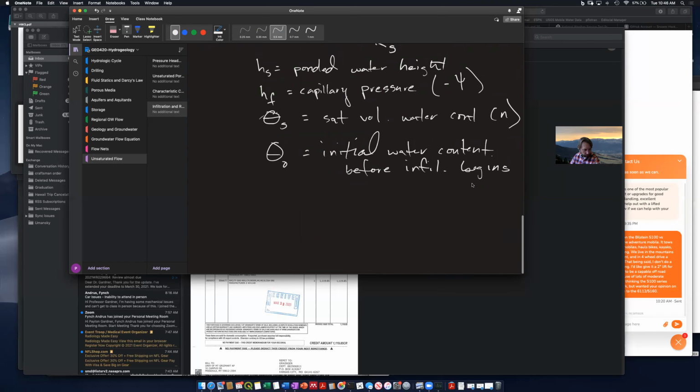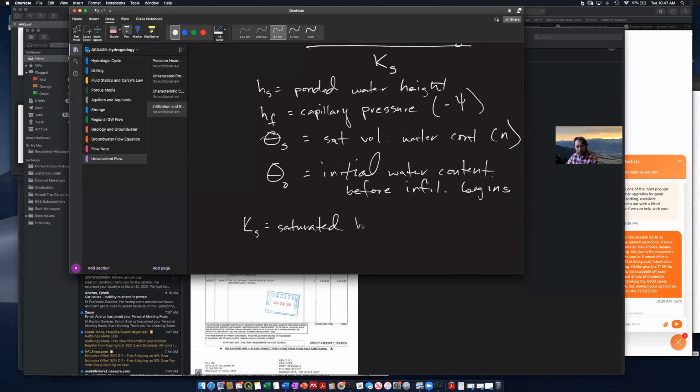Now, our capillary pressure at the wetting front is, again, a function of the saturation. And we can estimate that by saying, actually, before we get there, let's define the rest of our terms. So here we have tau, which is a function of this psi, and then the other one we need to define here is K sub S, and that is the saturated hydraulic conductivity.